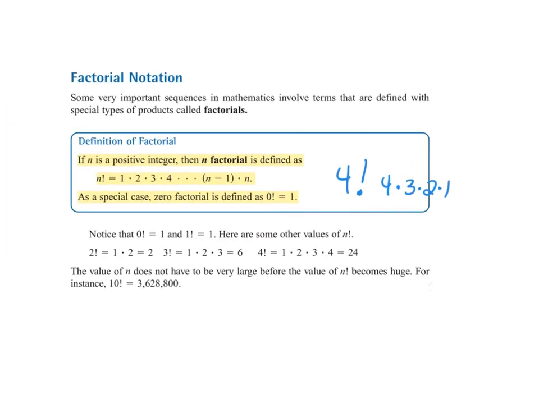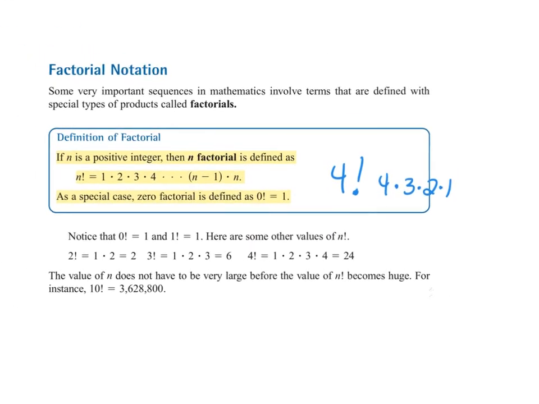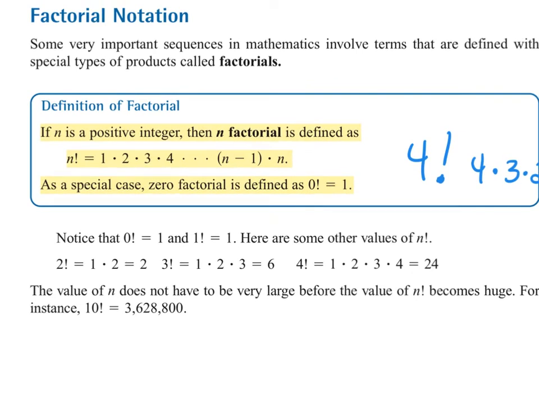What you need to always remember is right here: 0 factorial is always 1. Kind of like when you raise anything to the 0 power, it's 1. If you see a 0 with an exclamation point, that's 0 factorial, that means the answer is 1. Same thing with 1 factorial.